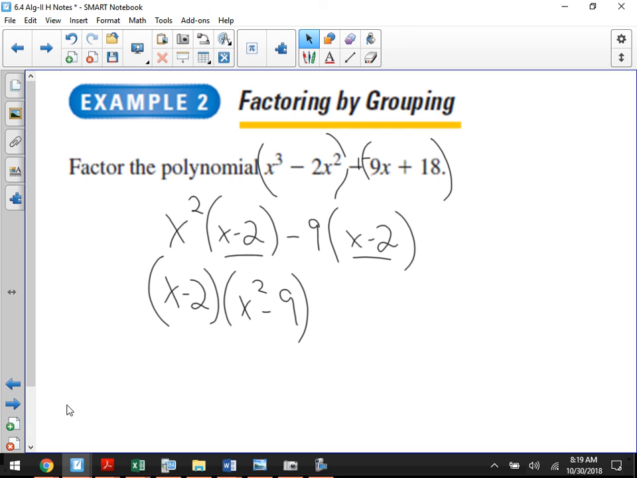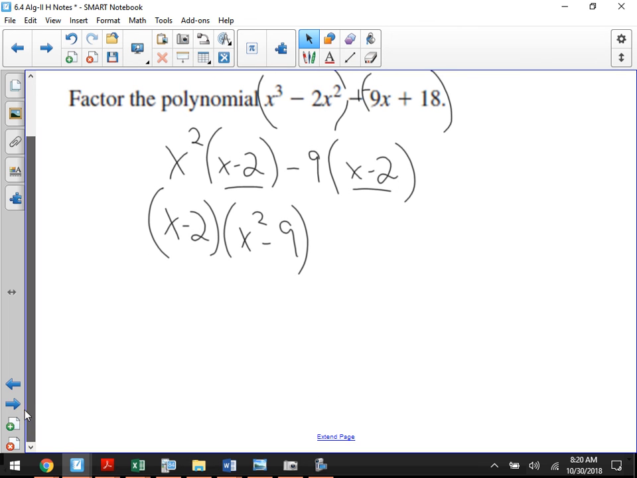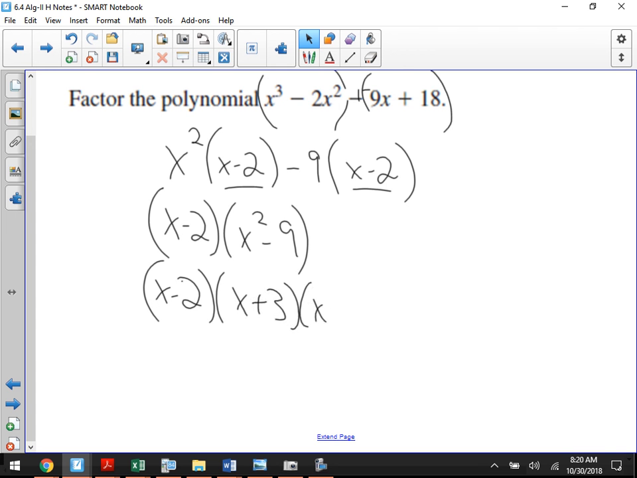Hey, is that a perfect square? Is 9 a perfect square? Is that a subtraction symbol? Which means it can get factored further. Yeah, it can. What does it become? X minus 3 and plus 3. Remember, difference of squares means you have one plus, one minus. And that's kind of what we're getting into tomorrow.